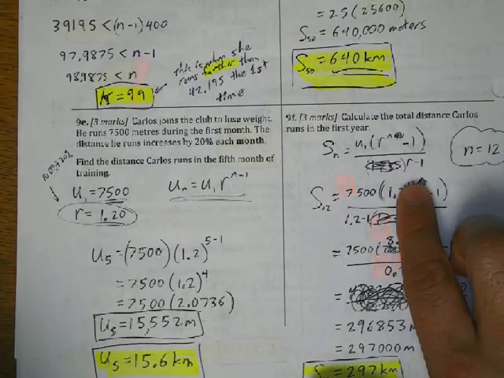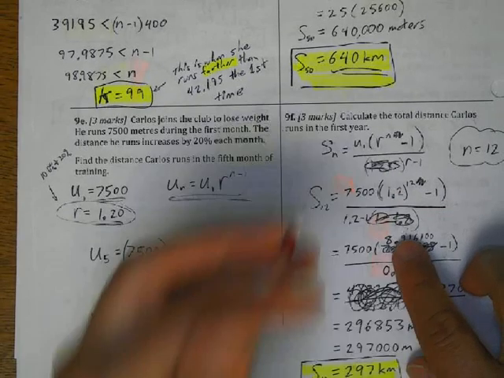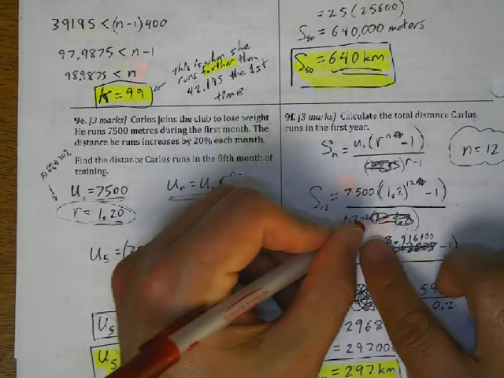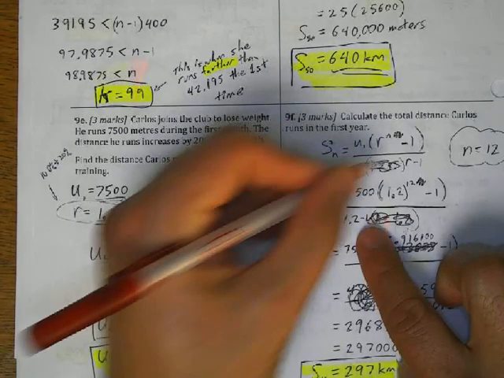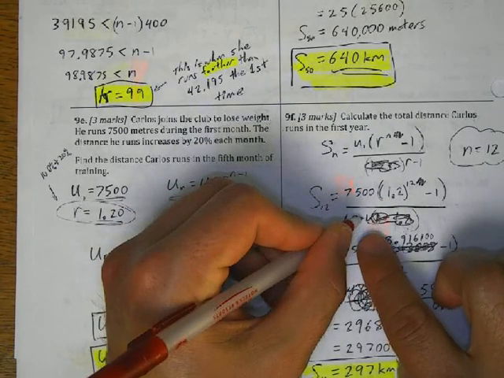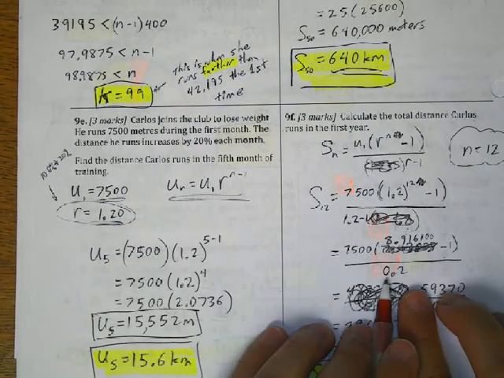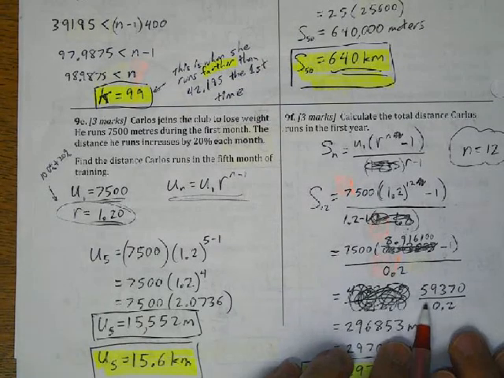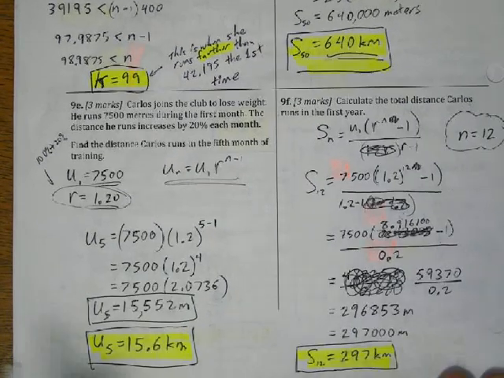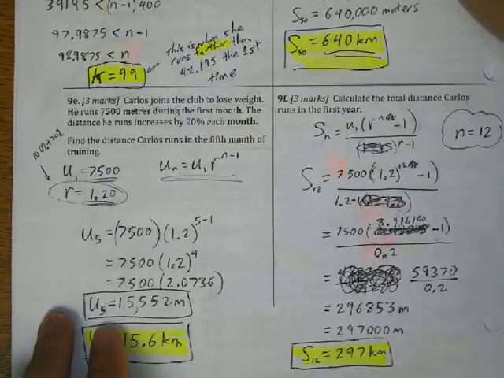Okay, I knew something was funny here, fishy. So I did r minus 1, so 1.2 minus 1 in my denominator, and then I end up with 0.2, and then we simplify and we get this answer. Okay, next page.